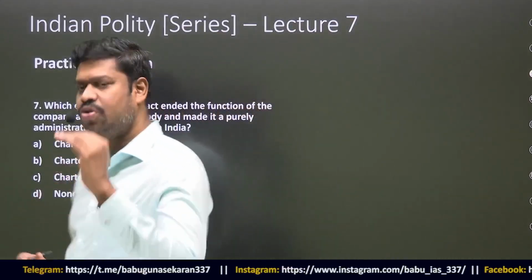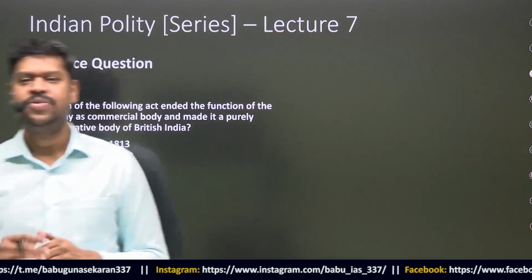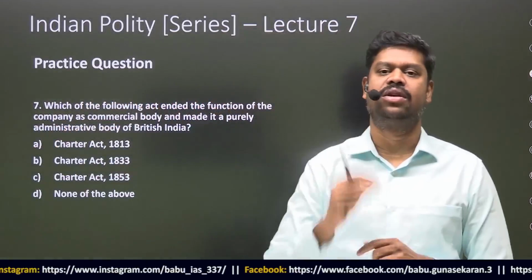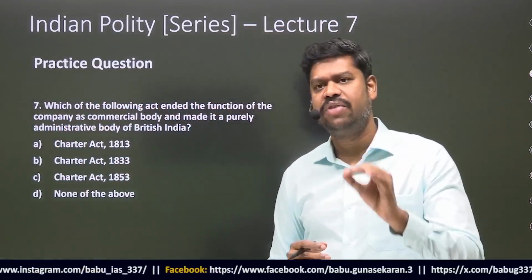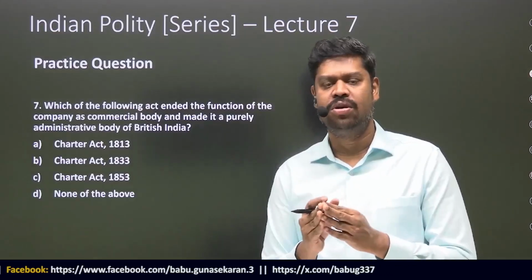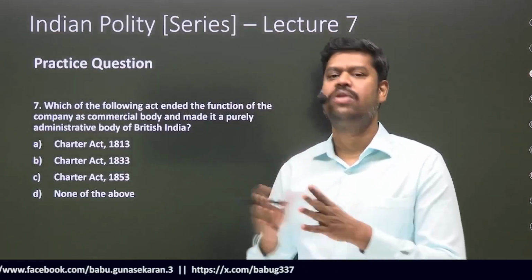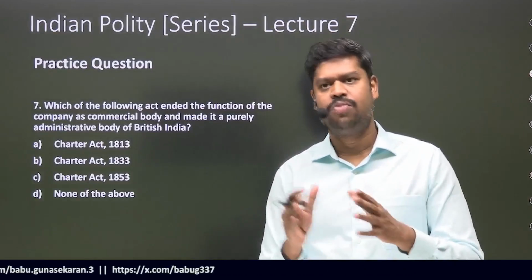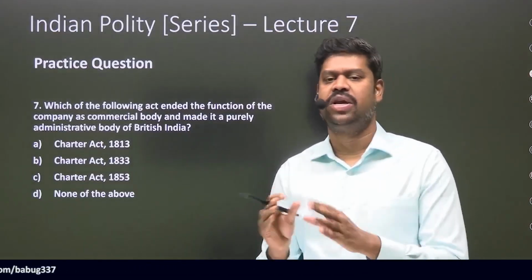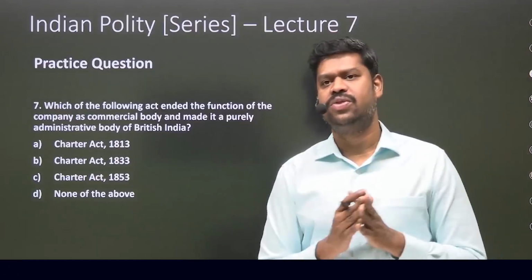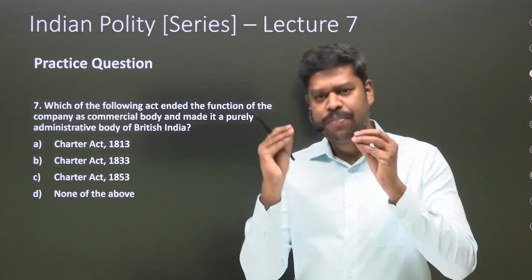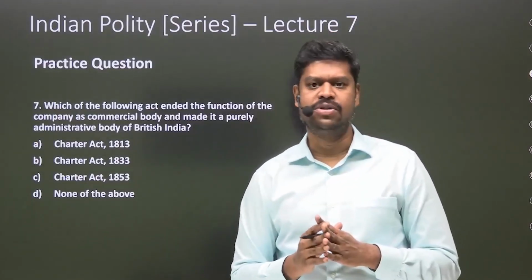But even before the Charter Act of 1833, certain reforms were brought in by the Charter Act of 1813. The Charter Act of 1813 made sure that the company would not have monopoly over the trade in India, and the monopoly rights were taken away except for trade in tea and trade with China. All the other trading rights were taken away. However, in 1833, the company was made purely an administrative body.